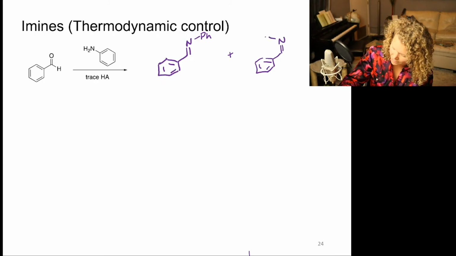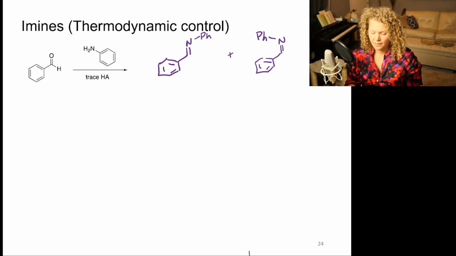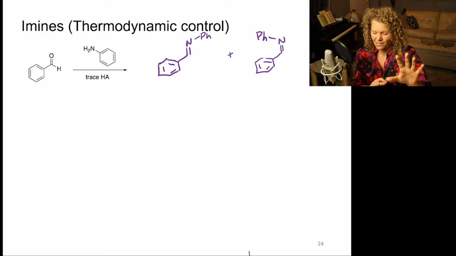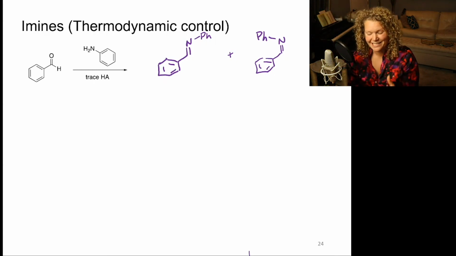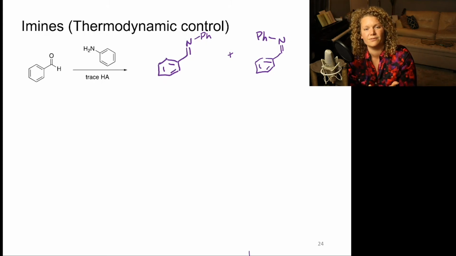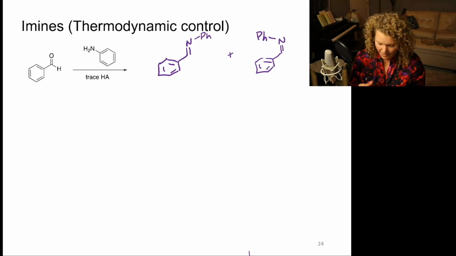You could imagine that the two phenyl rings could be on opposite sides or on the same side. Here we've got an E and a Z conformation of this imine. And we know from our previous organic chemistry studies that E alkenes are more thermodynamically favored. They are lower in energy.